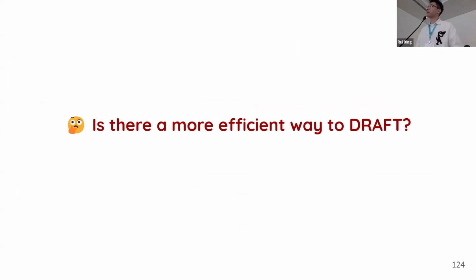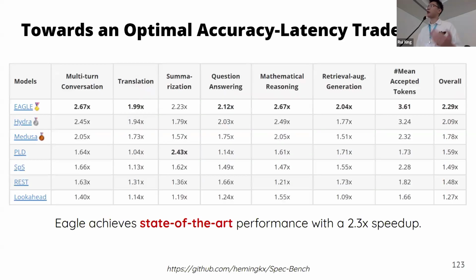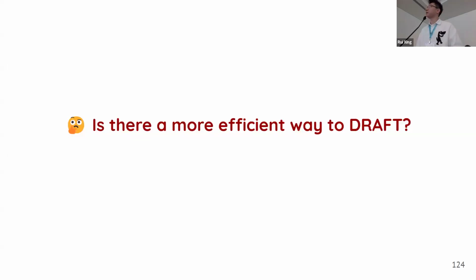And by saying that, we could see that even Medusa and Eagle have some parameters. They have that kind of drafting latency that we cannot ignore. And we just introduced the copy-based methods that are quite efficient. They do not introduce extra parameters. So we should ask: is there a more efficient way to draft so that we can push forward the boundary of the accuracy-latency trade-off?